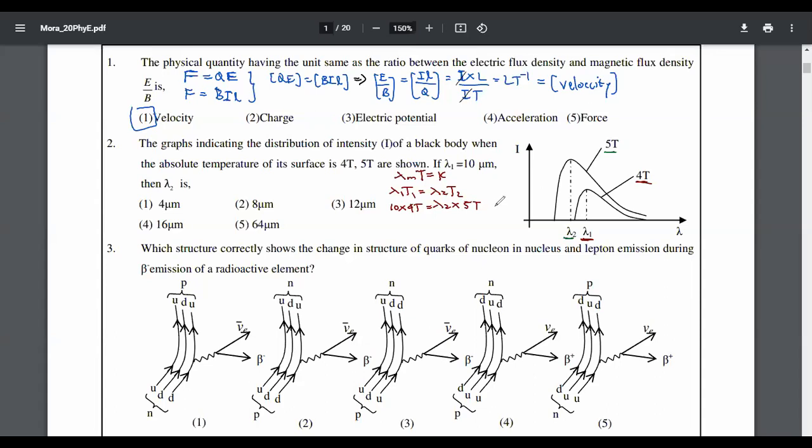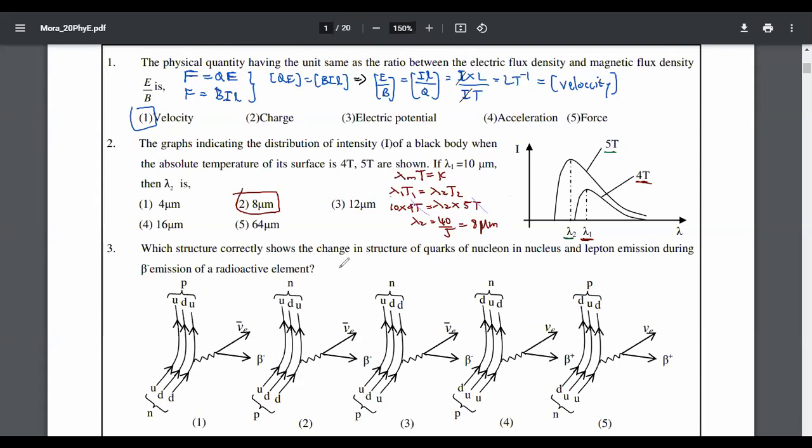Simple as that. If you know the equation, if you know the content, it's a very straightforward question. And then the final answer: 8 micrometer. T and T will get cancelled out. You'll be getting 40 over 5, that is lambda 2. 40 over 5, and the answer is 8 micrometer because I substituted lambda in micrometers initially. Second answer. Third question.